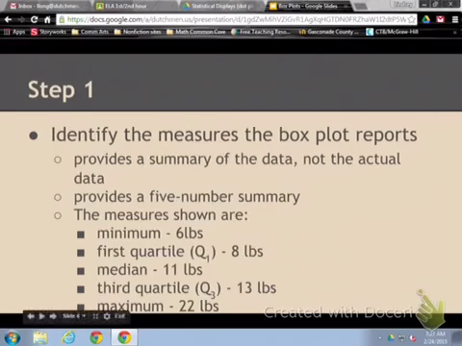Okay, so step one. We need to identify the measures of the box plot. So, it provides a summary of the data. It's not the actual data. It provides a 5-number summary, and those numbers are the minimum, which was 6 pounds, the first quartile, Q1, which is 8 pounds, the median, which is 11 pounds, the third quartile, Q3, is 13 pounds, and then the maximum, which is 22 pounds.